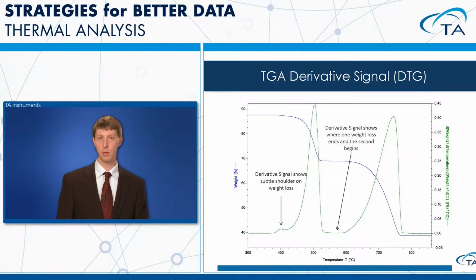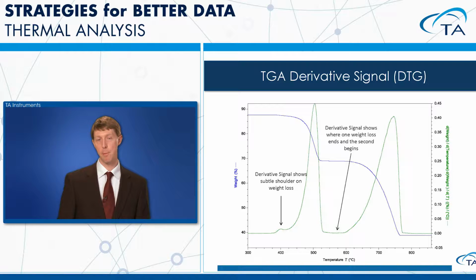And so the derivative in this case gives you a couple of different benefits. One is that you do see small or subtle weight changes in your derivative, and they typically show up as a small bump in the derivative curve. You can see that at lower temperatures.